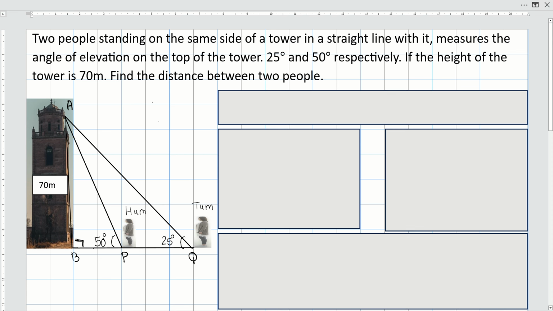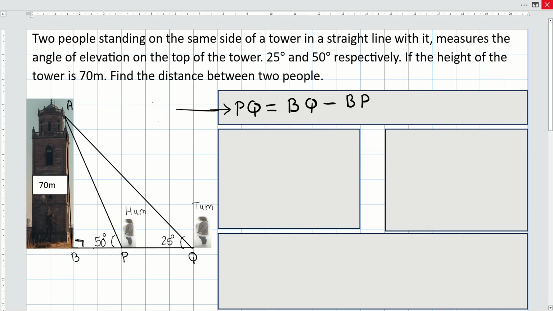Now let us tackle, first do the plotting. So what is plotting? We have to find PQ. PQ is the distance between these two people, that is hum and tum. So can I say it is BQ minus BP? See here, BQ minus BP. If from BQ I subtract BP, what is left is PQ. I hope you understood this. Now every plotting and planning will be done keeping this in mind.